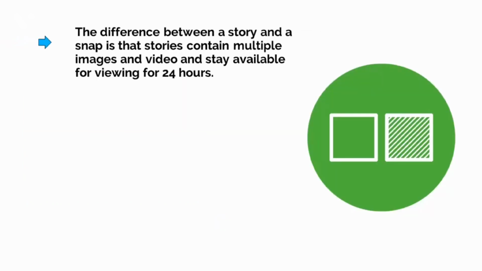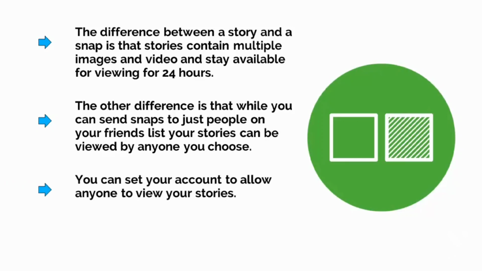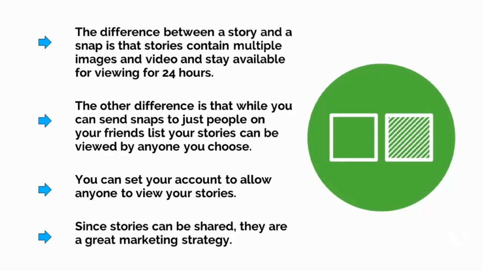The difference between a story and a snap is that stories contain multiple images and video, and they stay available for viewing for 24 hours. The other difference is that while you can send snaps just to people on your friends list, or the rare person that has enabled everyone to send them snaps, your stories can be viewed by anyone you choose. You can set your account to allow anyone to view your stories. Since stories can be shared, they are also a great marketing strategy.